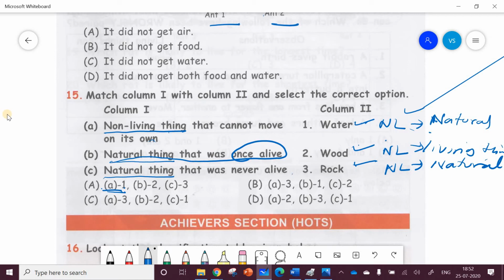Can it be water, wood, or rock? I think water. What about wood? Wood is coming from plant. So wood was initially alive, right? Because plant was living. But wood is now non-living. So can we match B to 2 or no?